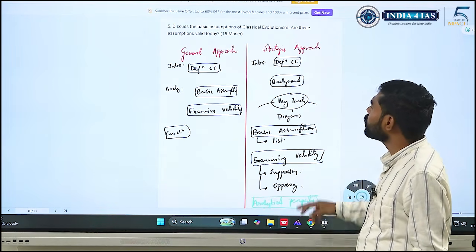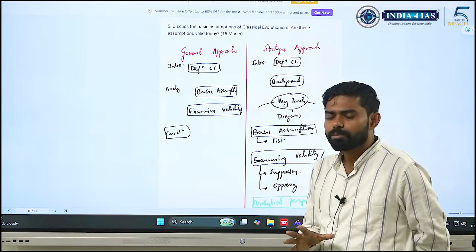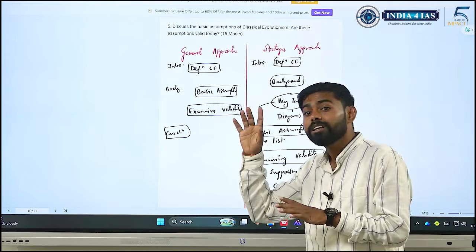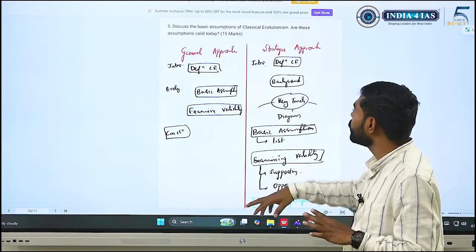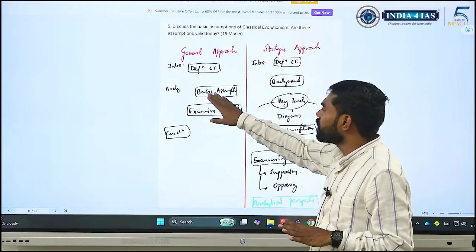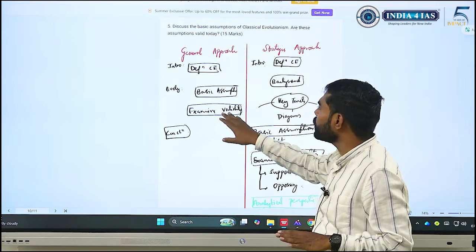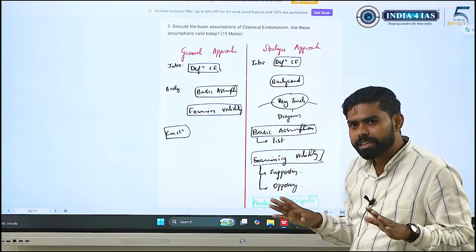Discuss the basic assumptions of classical evolutionism. Are these assumptions valid today? So again, when it comes to theory, like I said, we need to use all those heads which we use in our first question, the classical evolution question in our day one discussion. So what is the general approach? Define what classical evolution is, what the basic assumptions are, examine whether they are valid today, and then conclude. So you have those 4 minimum basic dimensions.